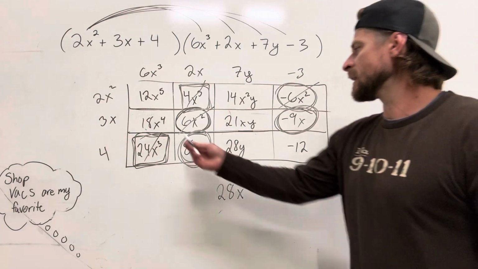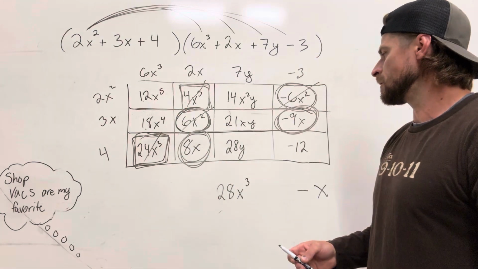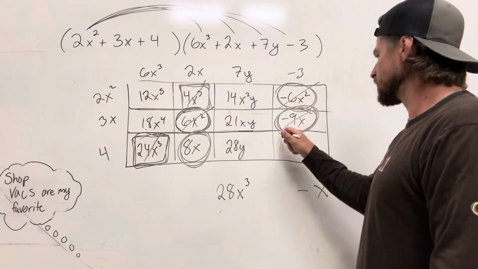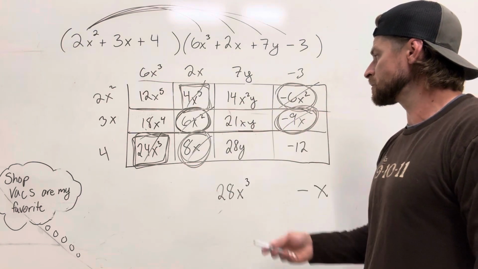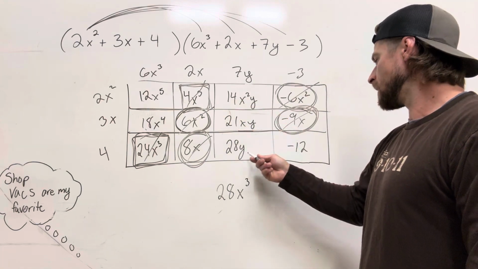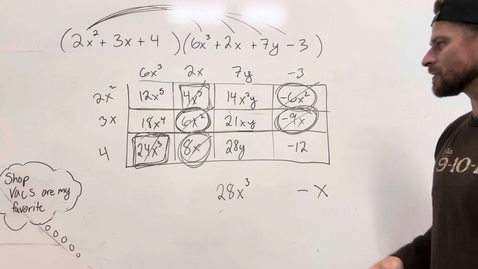Okay, we got an x to the 4th and x to the 5th. Those don't match. No matches with those over here. Remember, these are gone already. We've taken care of combining those. X squared y, xy, y, and a constant. So nothing else matches here.